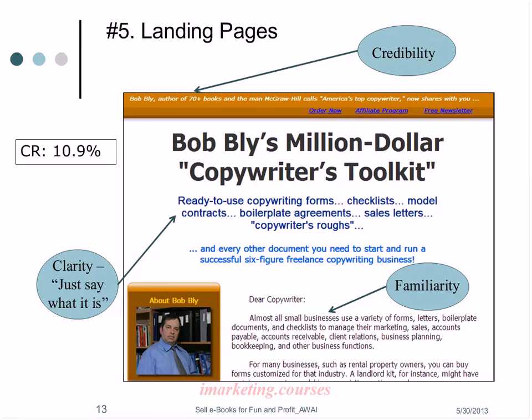Here is the microsite or the landing page for the Copywriter's Toolkit. And in the left column, I wrote CR equals 10.9%. That means conversion rate on the landing page equals 10.9%, or say 11%. That means for every 100 people who clicked onto this landing page, 11% of them, a little more than 1 out of 10, purchased the product for $49.